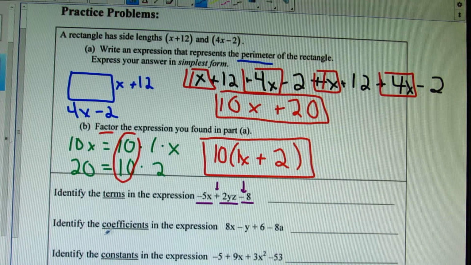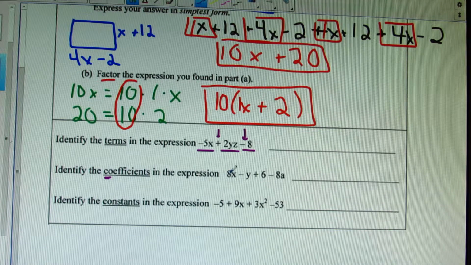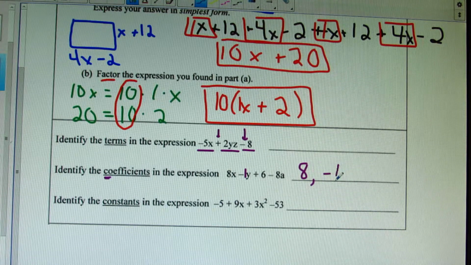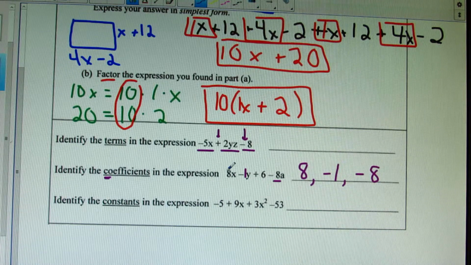Identify the coefficients. The word co, like co-worker, someone who helps someone else. The coefficients are the numbers in front of any variable that you see. So in front of this variable, there's an 8. In front of this variable, I don't see a number, but if I had to write one, there's actually a 1 there. And it is going to be a negative 1. And then in front of that variable is a negative 8. So my 3 coefficients are 8, negative 1, and negative 8.